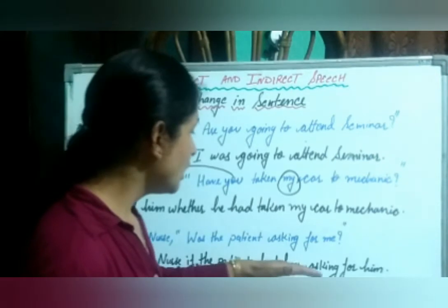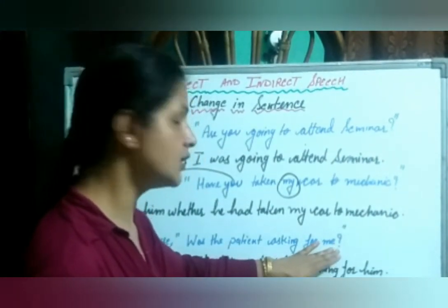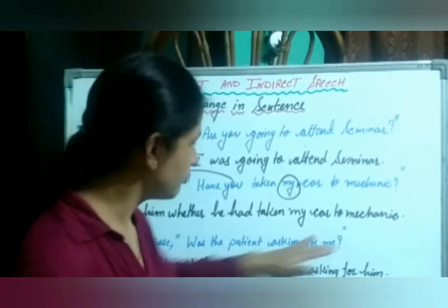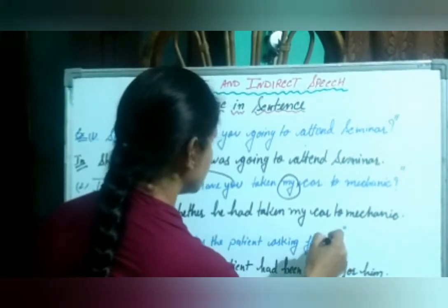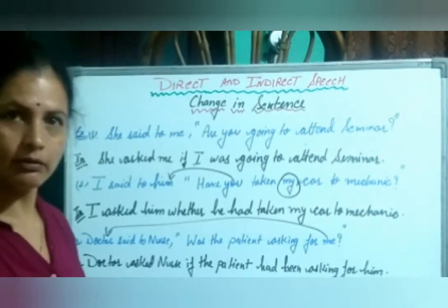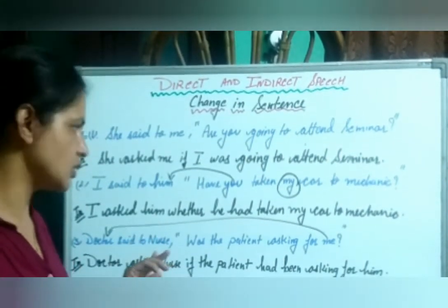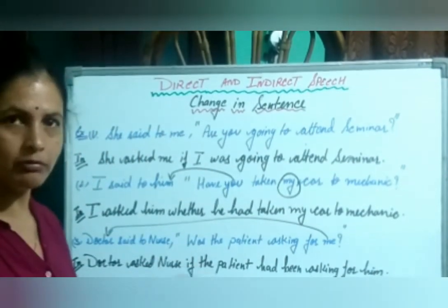Okay. Then "for me," here we have changed the first person pronoun. Why have we changed this first person pronoun into "him"? Because this is the subject of the reporting speech. Here we can use "him" or "her" because the doctor can be male or female.